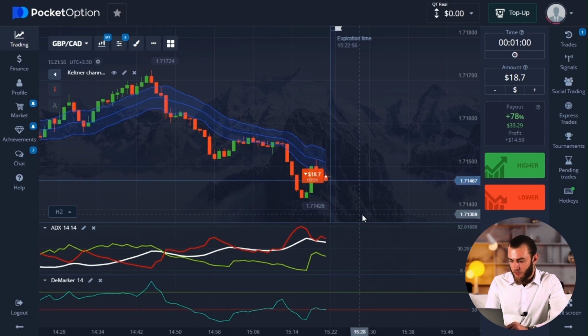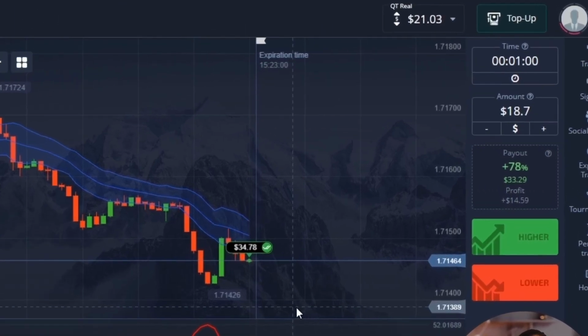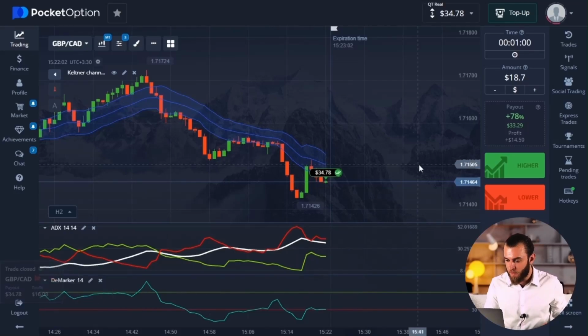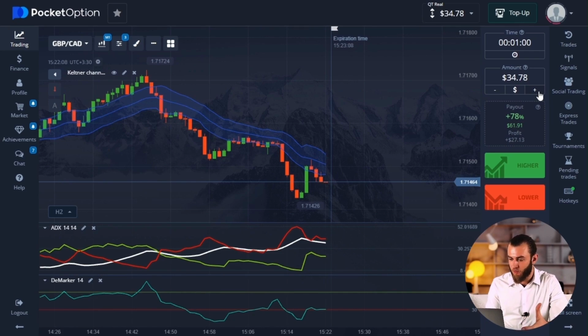Price is still around the entry point, but here comes a small decrease. It's near closing the deal. Yes, fantastic. I've got $33 on my balance. I'm going to reinvest all this money to boost our income for our next deals, because today we're on a roll with deposits.